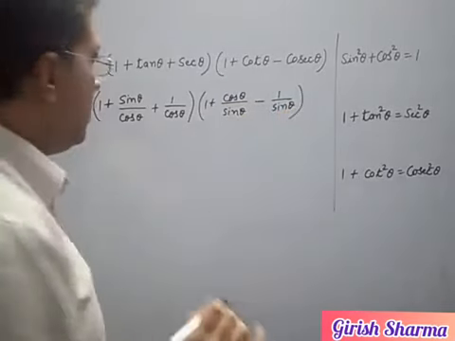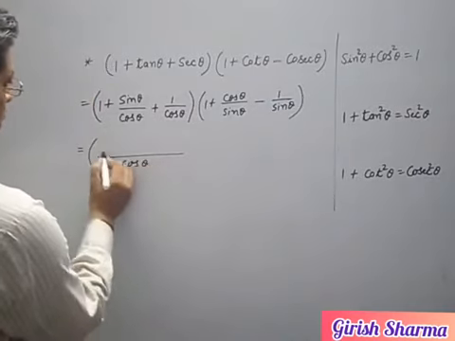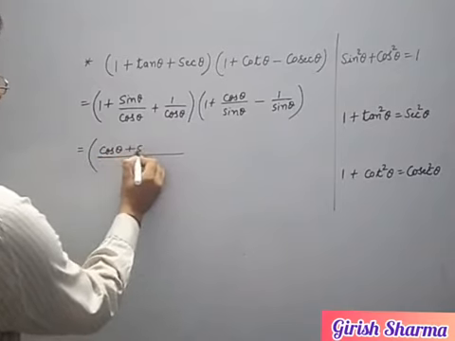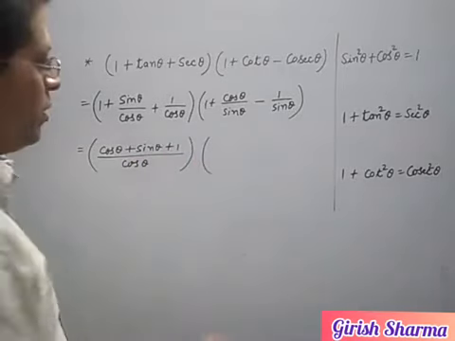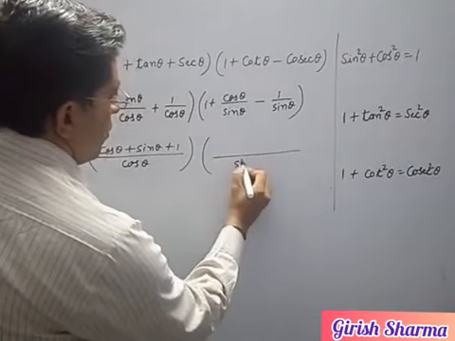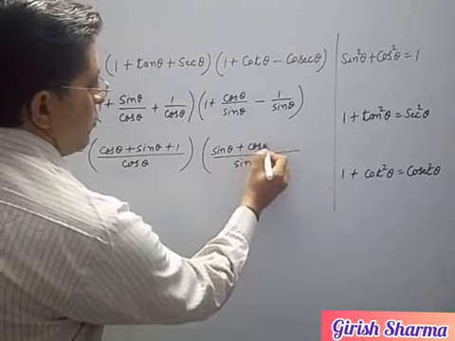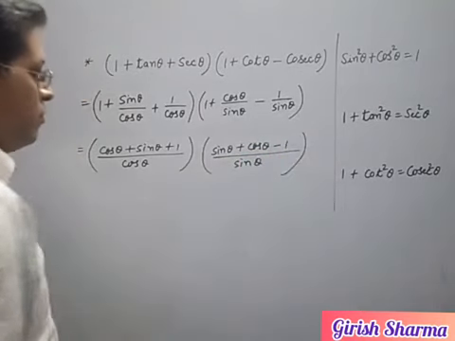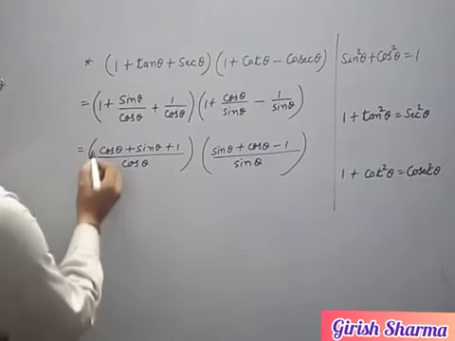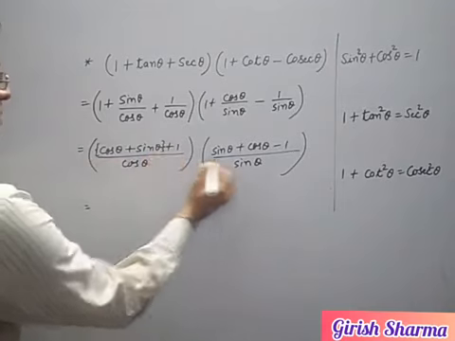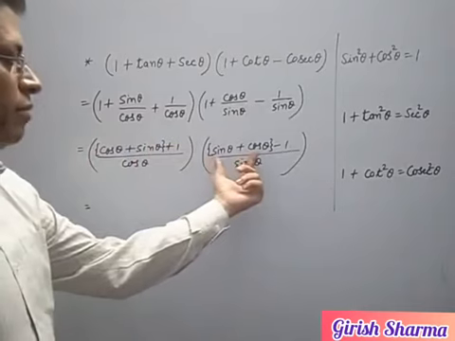This is very easy. Now come on, now I am taking LCM here. Cos theta here: cos theta plus sin theta plus 1. Getting? And here sin theta: sin theta plus cos theta minus 1. Okay. Now see here, this is like this: sin theta plus cos theta plus 1, sin theta plus cos theta minus 1.